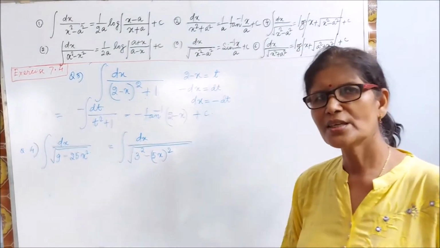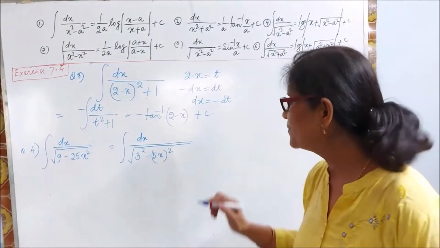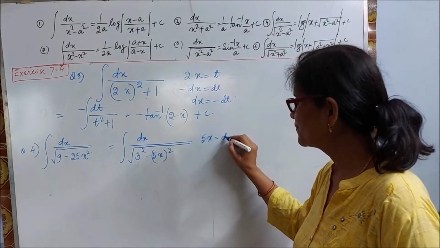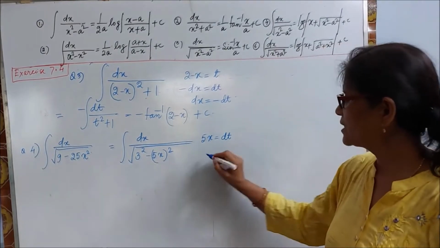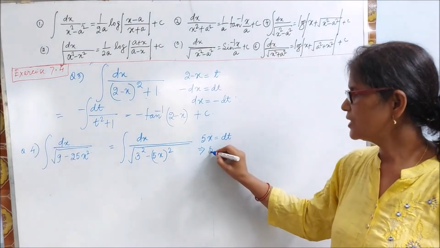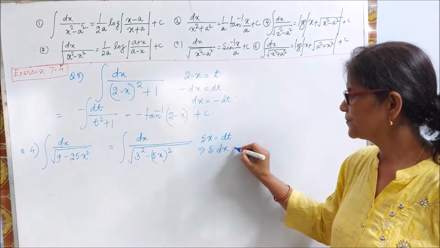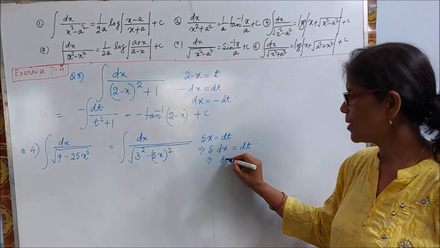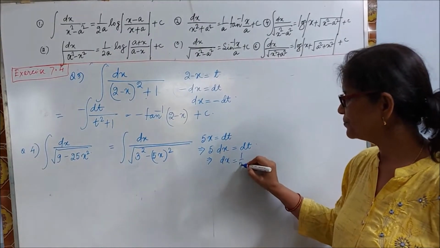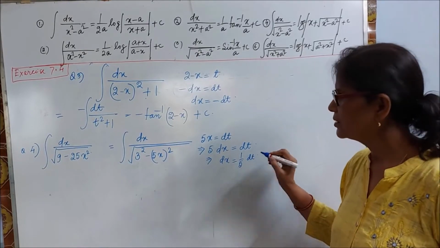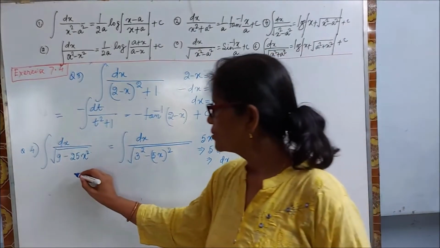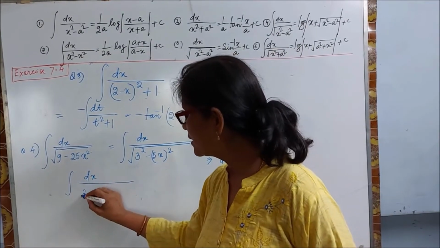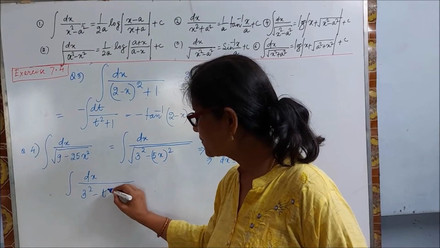I can take t as 5x. So 5x is equal to t. Then this implies that 5 dx is equal to dt. This implies that dx is equal to 1 by 5 dt. So replace now. It will be dx by 3 square minus t square.